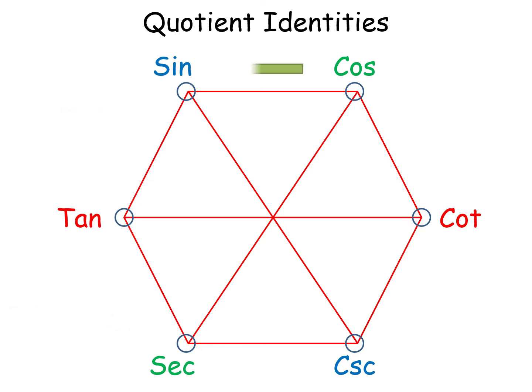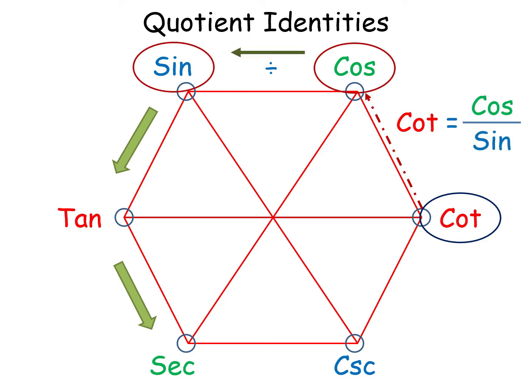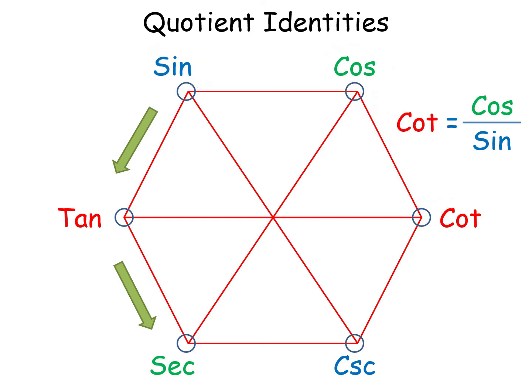Now let me show you how the counterclockwise direction works. It is the same pattern of formula as our previous examples, the only difference is the direction. Example: the cotangent of an angle is equal to cosine divided by sine. The same pattern: cosecant is equal to cotangent divided by cosine.